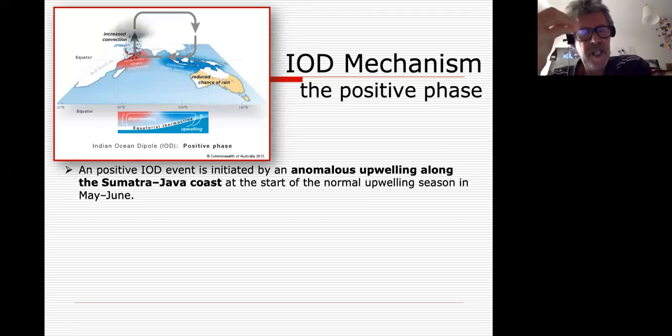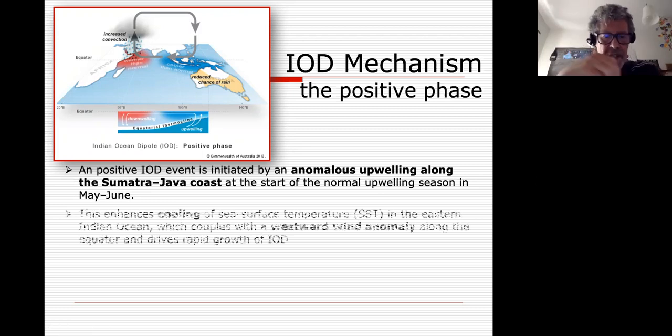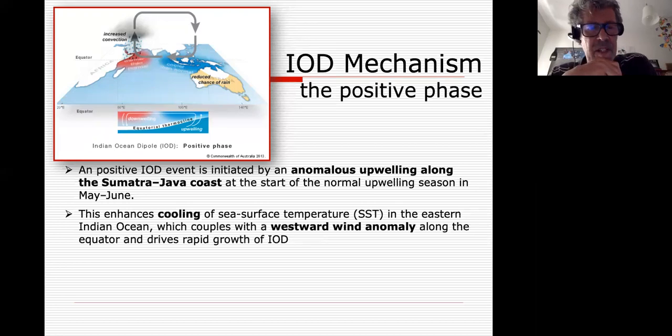The upwelling season is always present here, but the intensity can change. When you have an anomalous upwelling event during May and June, which is the regular season, the thermocline is uplifted, and the cooler water reaches the surface. So it can exchange heat with the atmosphere. It gets cooler and cooler.